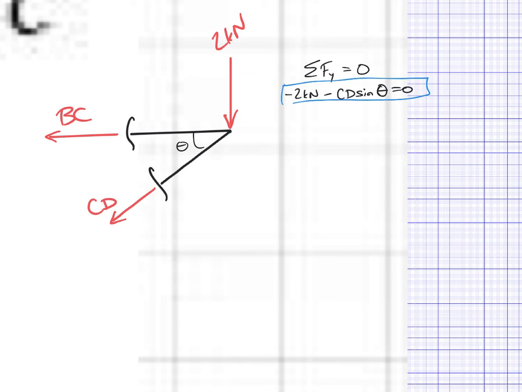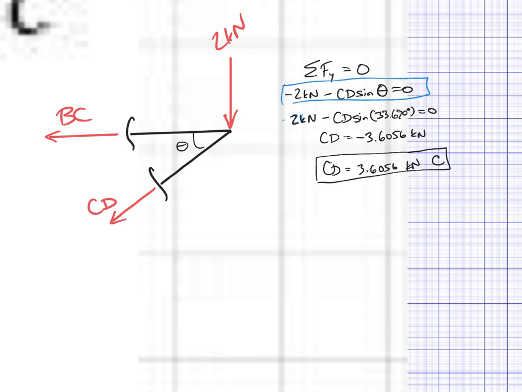And so then we're going to plug in, and we'll say negative 2 kilonewtons minus CD sine 33.690 degrees equals 0. So CD equals, now CD's on an angle, so we're going to get something ugly here. We're going to get a negative 3.6056 kilonewtons. Okay, so CD is 3.6056 kilonewtons, and I drew it in tension. I got a negative, so it's going to be compression. Okay, so there's our answer for this one.